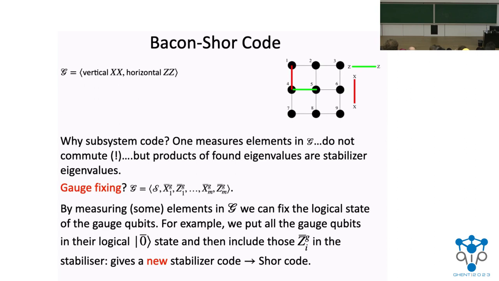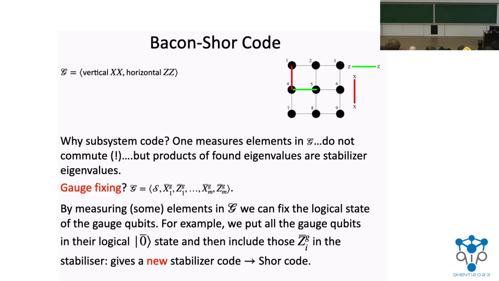So now, don't read this necessarily. But the Bacon-Shor code is, here I see a small example, 9 qubits. And this group G with these non-commuting things is generated by vertical XX, so XX here or XX there, on any one of these, only all the vertical edges. And the horizontal ZZ here. Clearly, they don't commute, right?